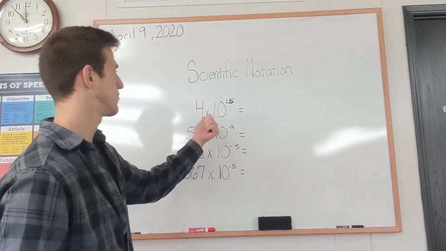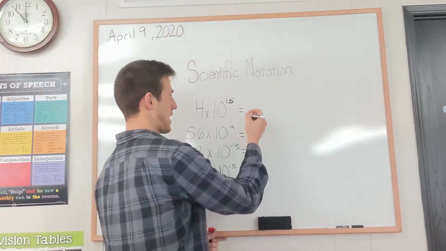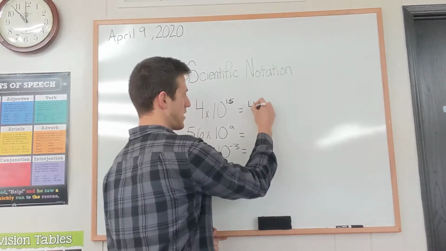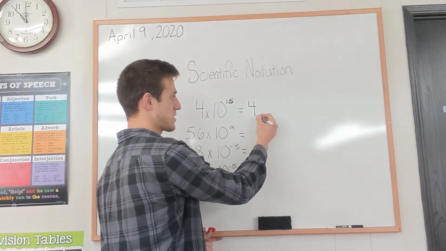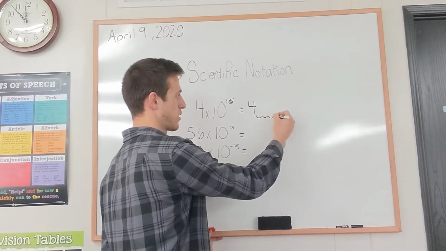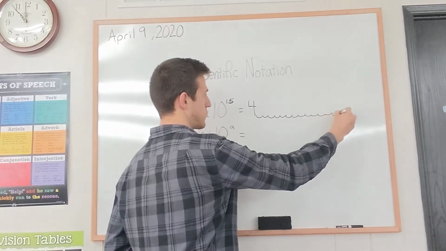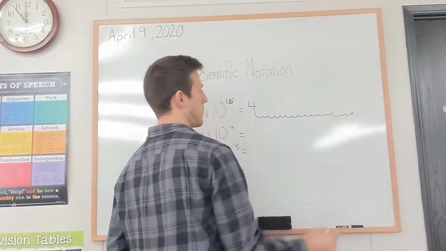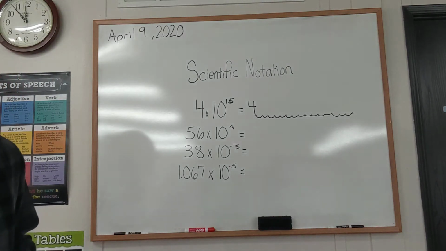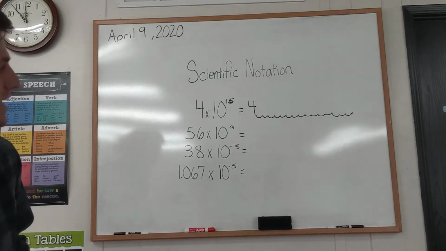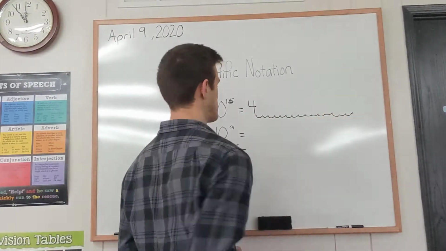So we have 4 times 10 to the 15th power. So we're going to have our decimal point, in our whole number, remember, is understood to be right after our whole number. So we're going to move it 15 times. 1, 2, 3, 4, 5, 6, 7, 8, 9, 10, 11, 12, 13, 14, 15. Okay, that was really bad. But notice, then if you do that, how many zeros are you going to have to add? You're going to add 15, right? So there's going to be 15 zeros that you're going to add, and your decimal point is going to move.